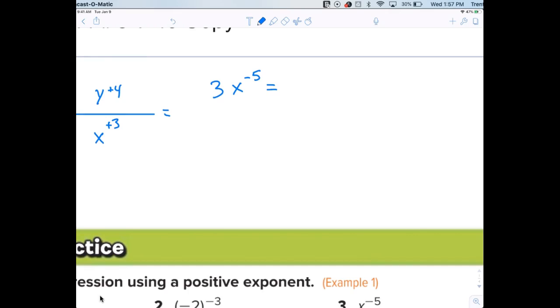I have no idea where you're getting 15. Tell me. Here's what you just said. I know what you mean, but that's not what you said. You said 3x over 5. That's what you said. What is it? 3, and then it's 3 over x and then positive 5. You are awesome. Thank you. 3 over x to the 5th.